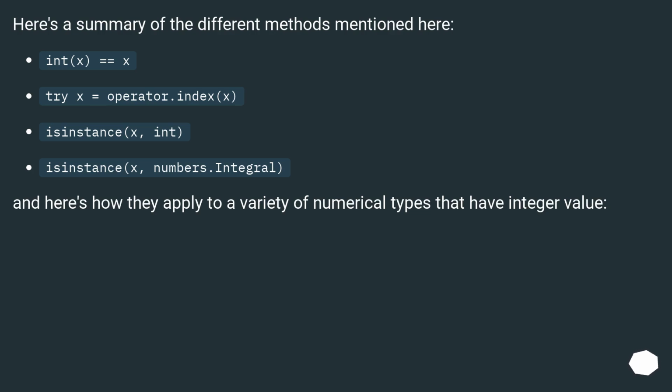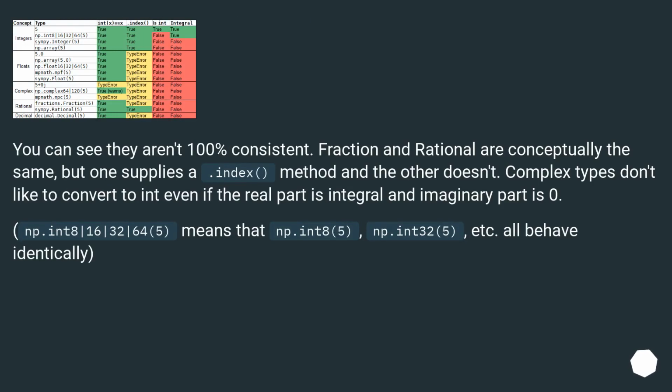Here's a summary of the different methods mentioned here: int(x) == x, try x = operator.index(x), isinstance(x, int), isinstance(x, numbers.Integral). And here's how they apply to a variety of numerical types that have integer value. You can see they aren't 100% consistent.